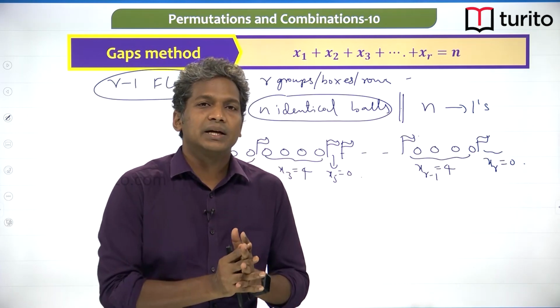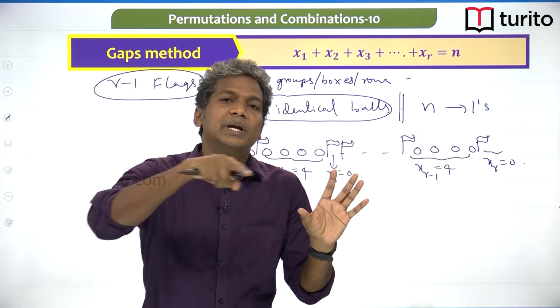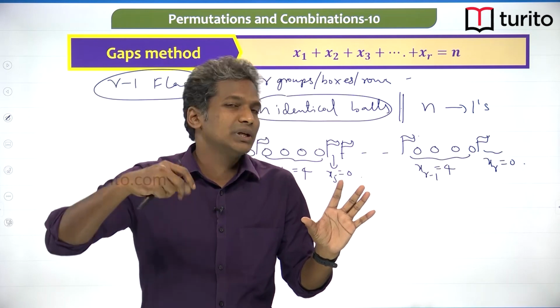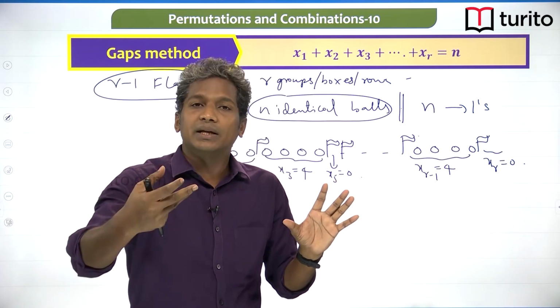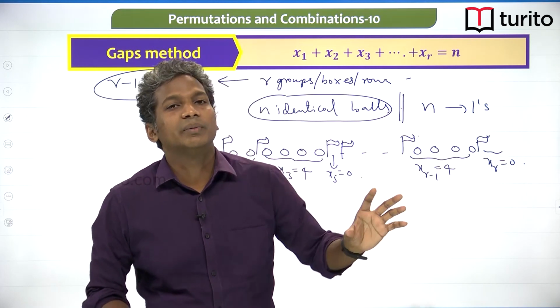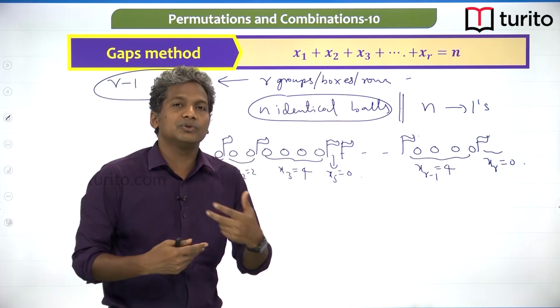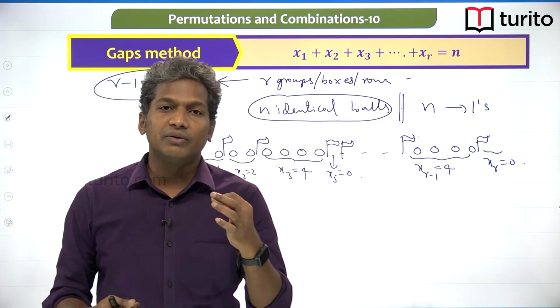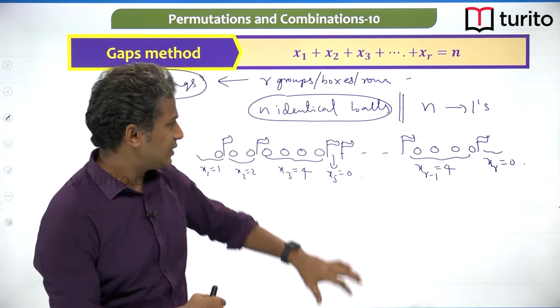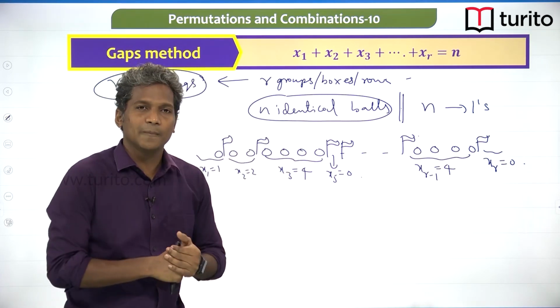How do we understand that? Let's say all flags are at the end, and in the beginning, all n balls are there. What does it mean? x1 equals n, and all other variables x2, x3 till xr, all of them are zeros. This is what it means. So whenever we are applying the method, we have to also make sure that we are covering all cases. So this way I have taken all possibilities, I have explained the logic behind this, okay.